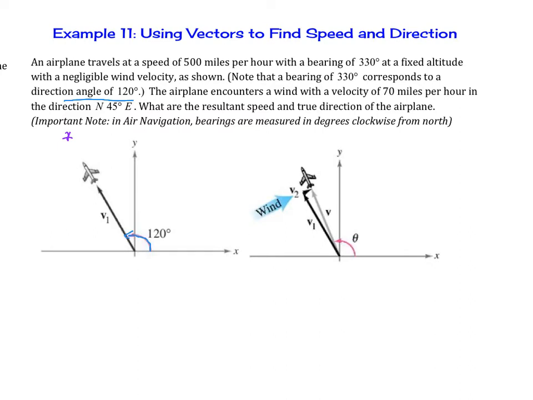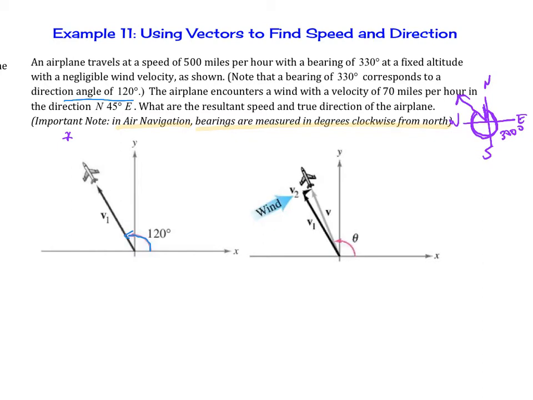And then a really important note for these types of problems is that in air navigation, bearings are measured in degrees clockwise from north. So what that means is that this is north, and then 330 degrees is actually this angle here. Really important for the next problem, when they don't give us the directional angle.